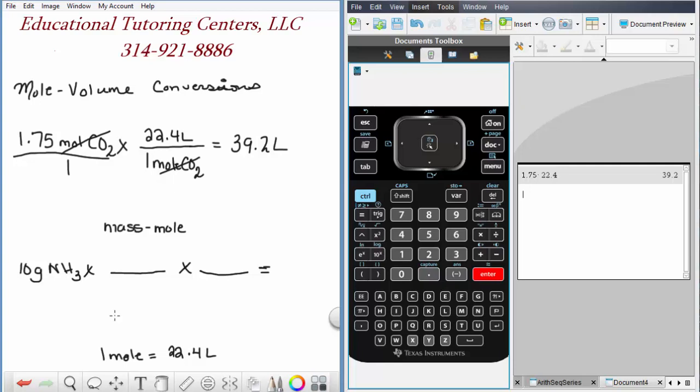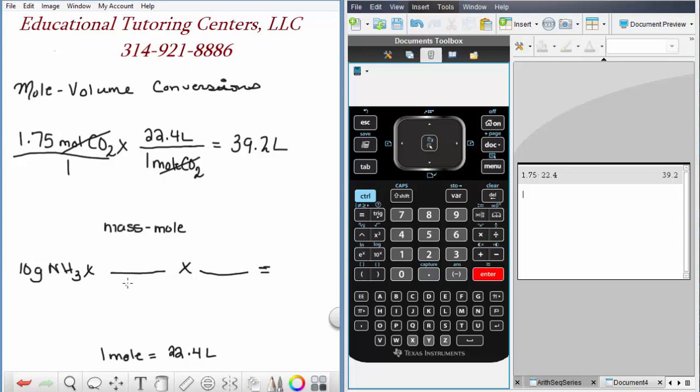What we would have to do then is make a conversion from inches to feet, and then feet to yards, and then yards to miles. So each one of those would be a different conversion. And in this particular one, we have grams, and so we'll have to go from grams to moles, and then moles to our volume. So let's look at that.